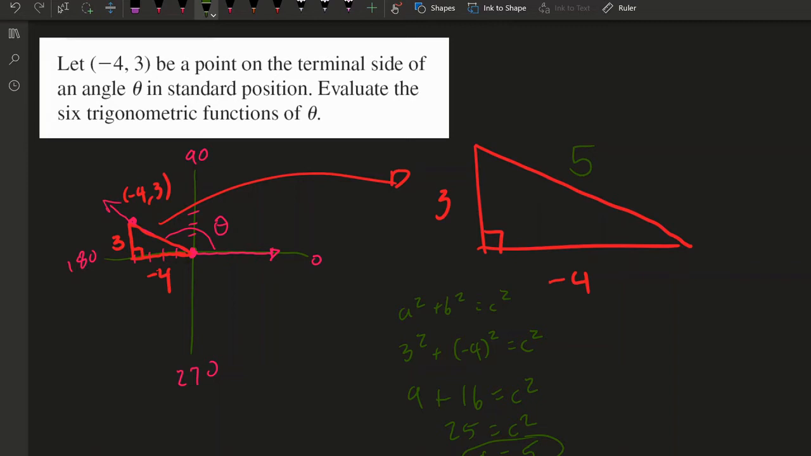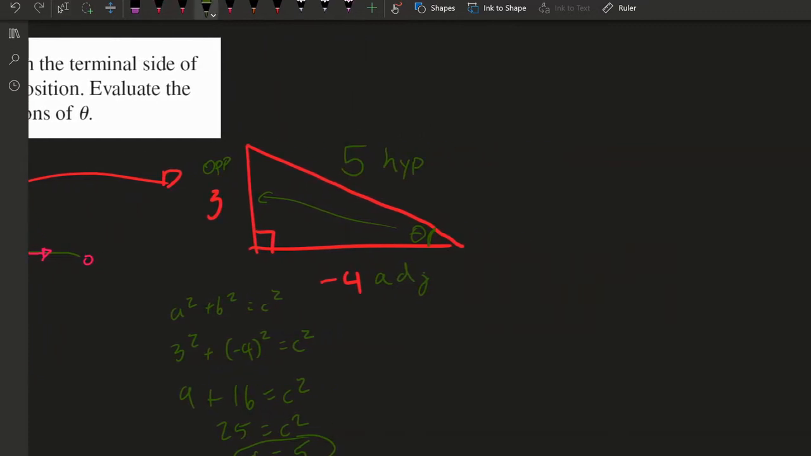So now I'm going to use this angle right here as theta. This is the central angle. And I will just say from theta, going straight across, there's the opposite, there's the adjacent, and there's the hypotenuse. Which means sine of theta is opposite over hypotenuse, so that would be 3 over 5. Cosine of theta would be adjacent over hypotenuse, so that would be negative 4 over 5. Tangent of theta would be the opposite over adjacent, so that would be negative 3/4.